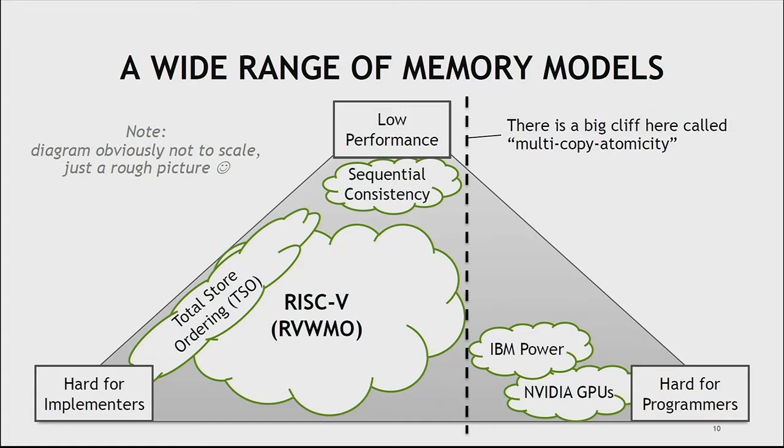So it's weaker than TSO. That's why we call it RVWMO, weak memory ordering, but it's meant to span kind of anywhere within this range. So it's a little bit easier sometimes to build and get the high performance, but it's still meant to be accessible to programmers that want to actually use it.